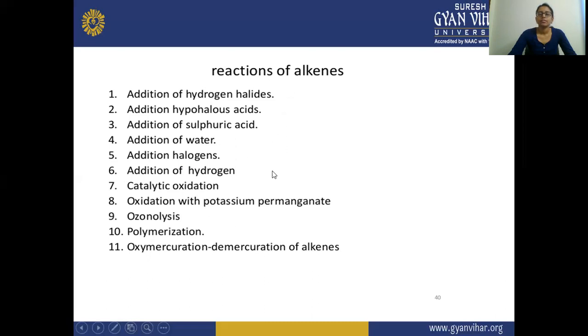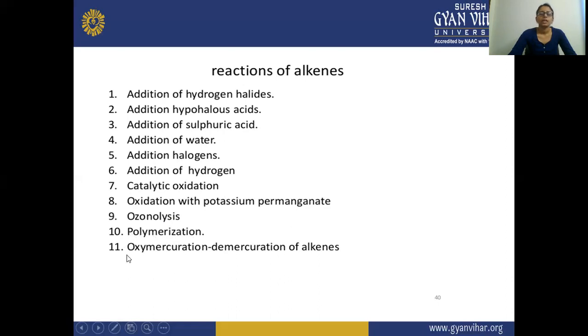Here the alkene is oxidized by potassium permanganate, and a different product is formed, such as epoxide-like products. Next is ozonolysis, which means a reaction of the alkene with ozone. Next is polymerization, in which polymers like polythene are formed from the alkene.